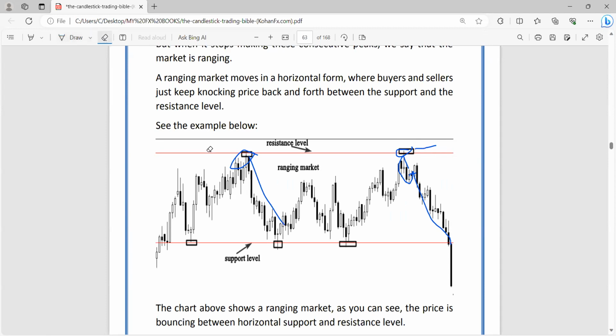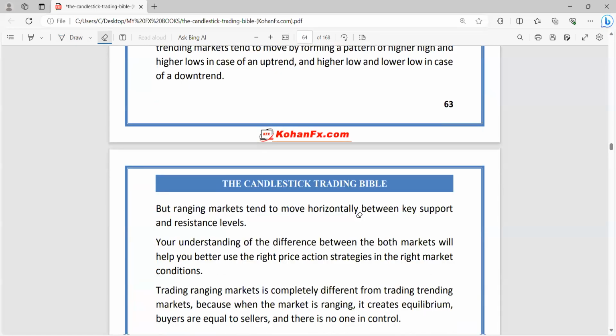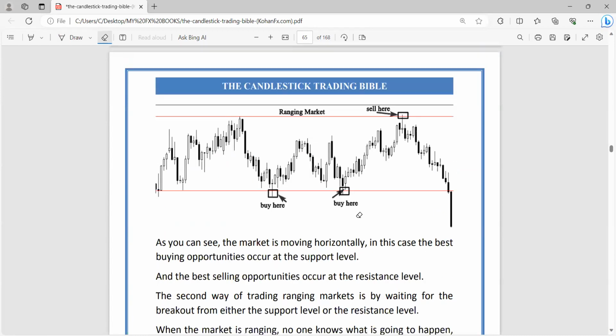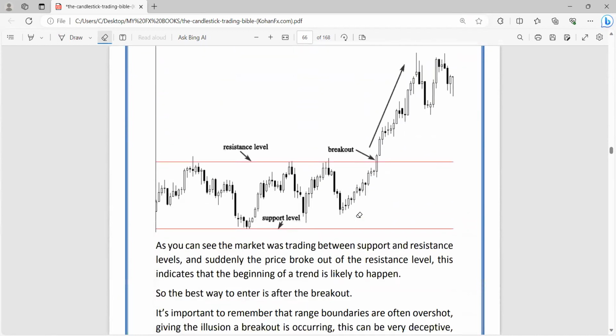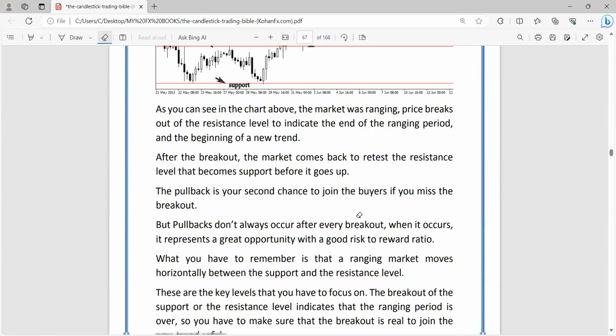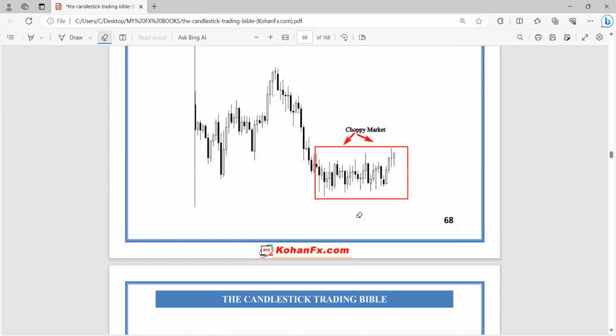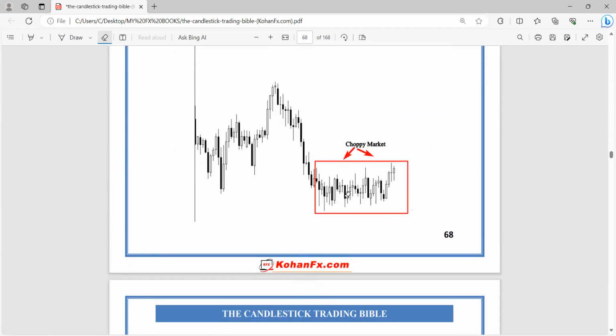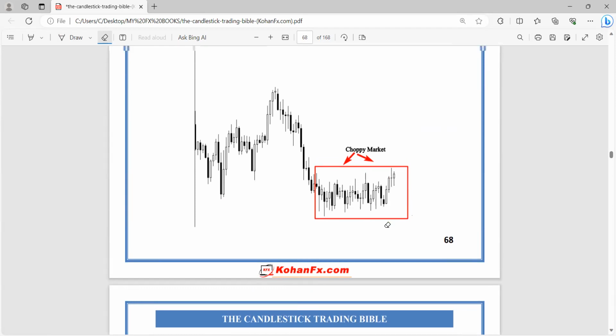Hope that clarifies things. Ranging markets are among the easiest to trade, but you need to be careful because a choppy market also looks similar, but it's not a ranging market. Like this one. Someone may think this is a ranging market. It's not.